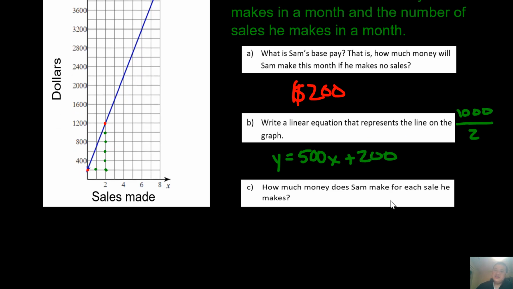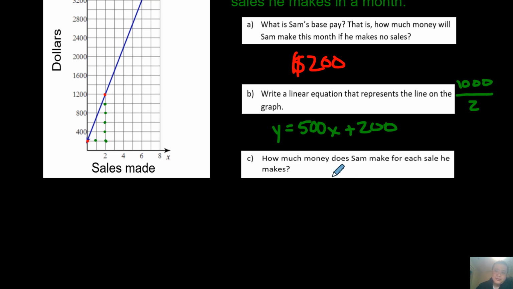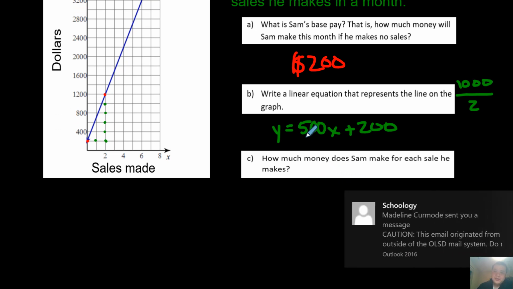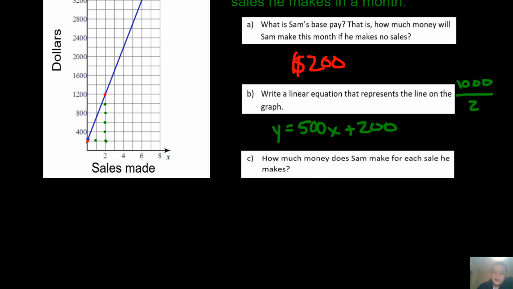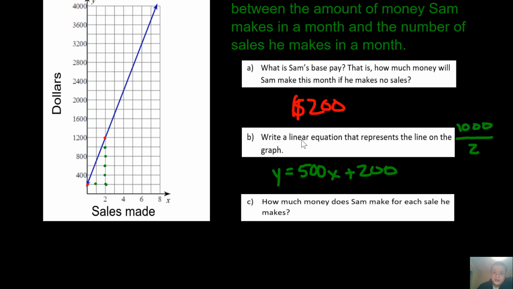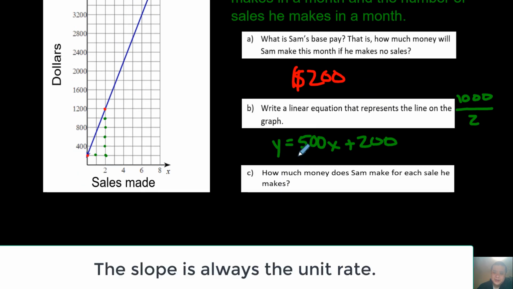Then it says, how much money does Sam make for each sale he makes? Remember that the unit rate is the slope. So the amount of money that he makes for each sale is going to be $500.